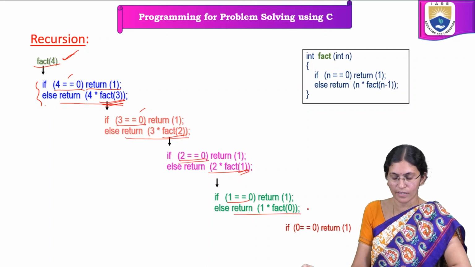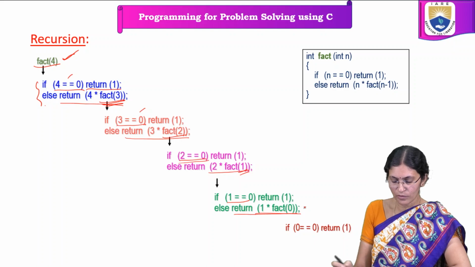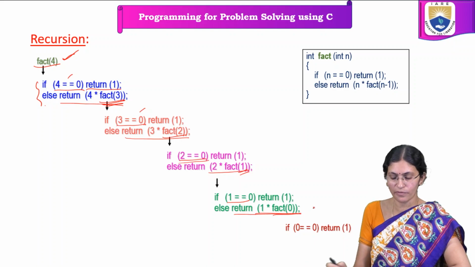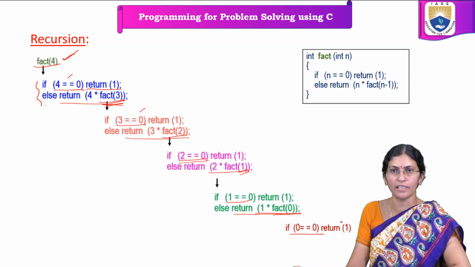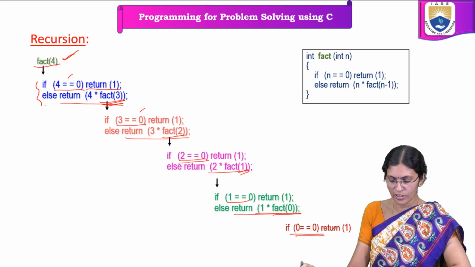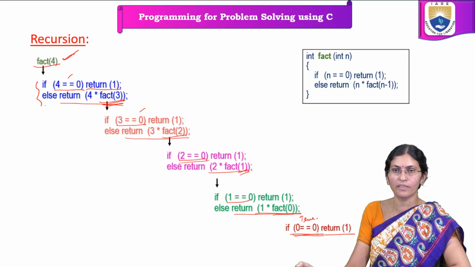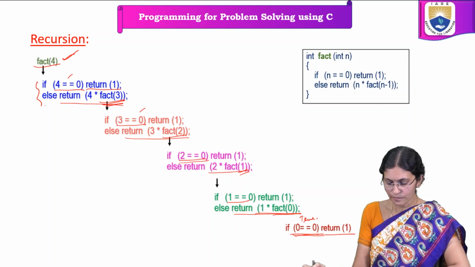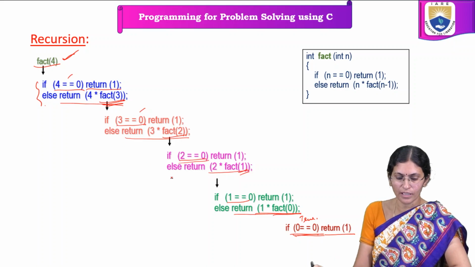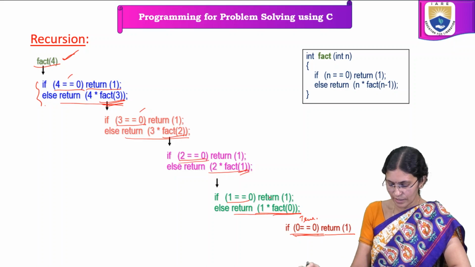It will go to this line and execute this statement, again calling the function, fact of 0. Then in the function definition it will check the condition: if 0 is equal to 0, this condition is true. When this condition is true, it will return 1. This is how the function is calling recursively.